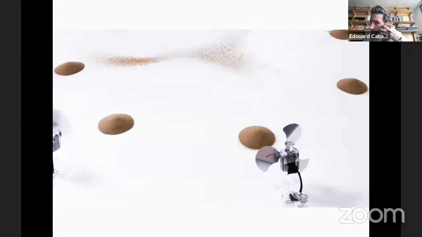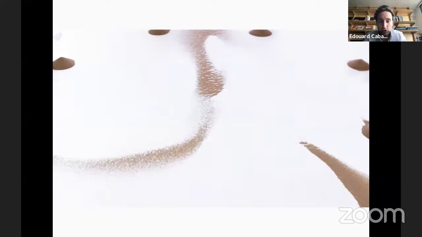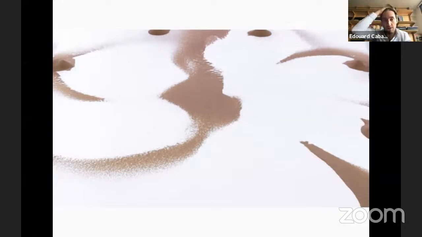I think we've all done drawings in the sand, no? And maybe not exactly like this, but somehow sand and drawing are two things that are related in a certain way. But what we did in this installation is not only to observe and generate these sand movements, but also to map them from above.